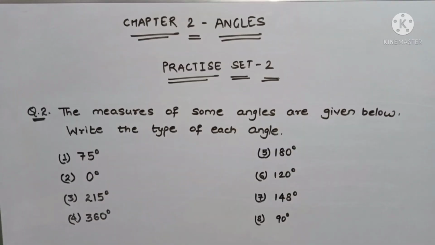So moving to the next question, question number 2. You can see on the screen. The question is, the measures of some angles are given below. Write the type of each angle. So you have to name the type of angle, which type of angle is formed using these measures of angles.